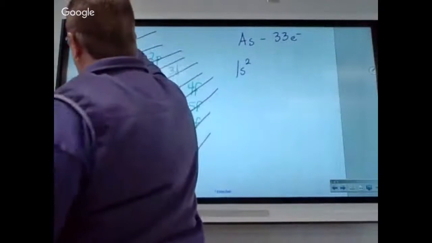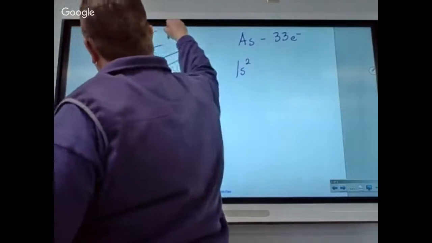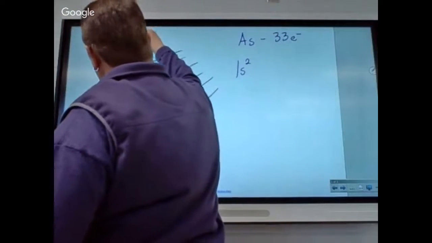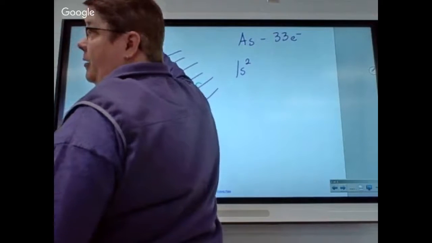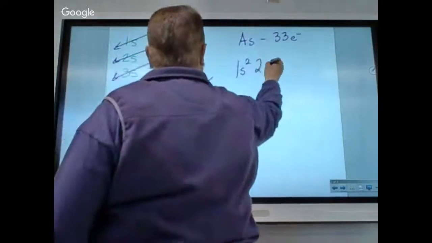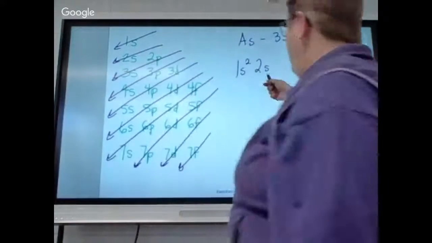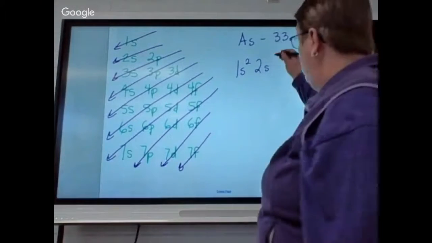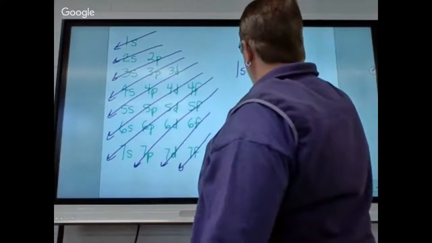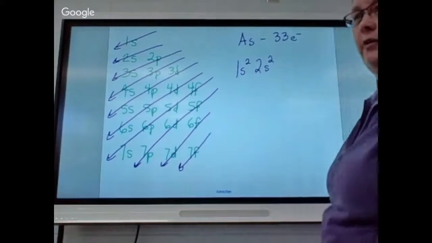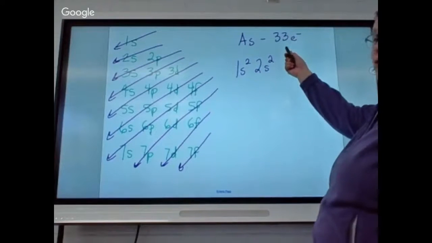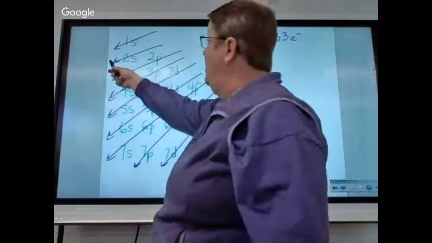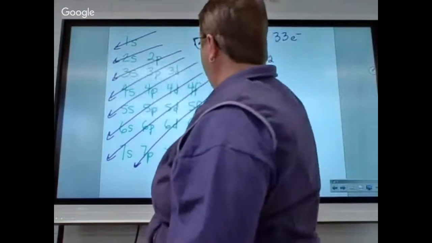At the bottom of this arrow, where do I go? To the top of the next arrow. So when I read down, what's the next thing I see? So I write 2s. How many electrons can, again, go in an S sublevel? All right. So 2 plus 2 is how many electrons? Okay. So I'm not at 33. So back to my chart. I'm at the end of this arrow. So back to the top.